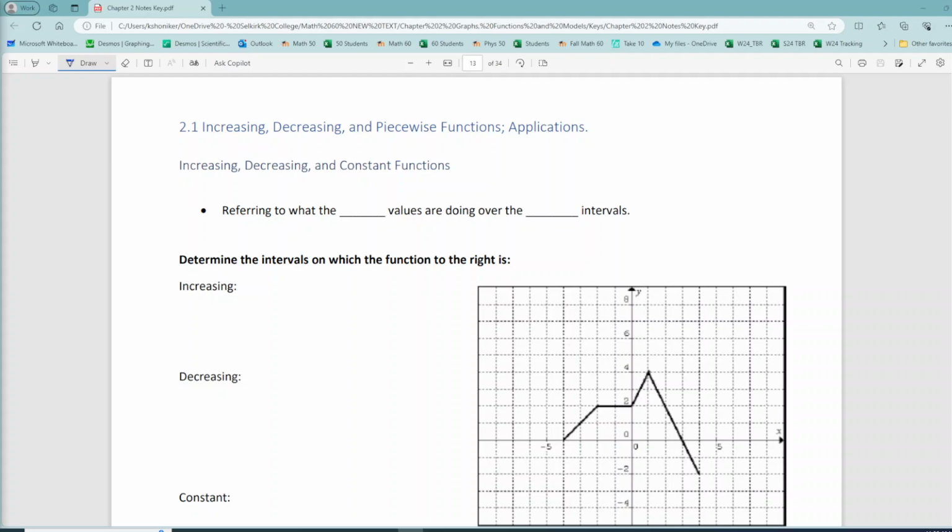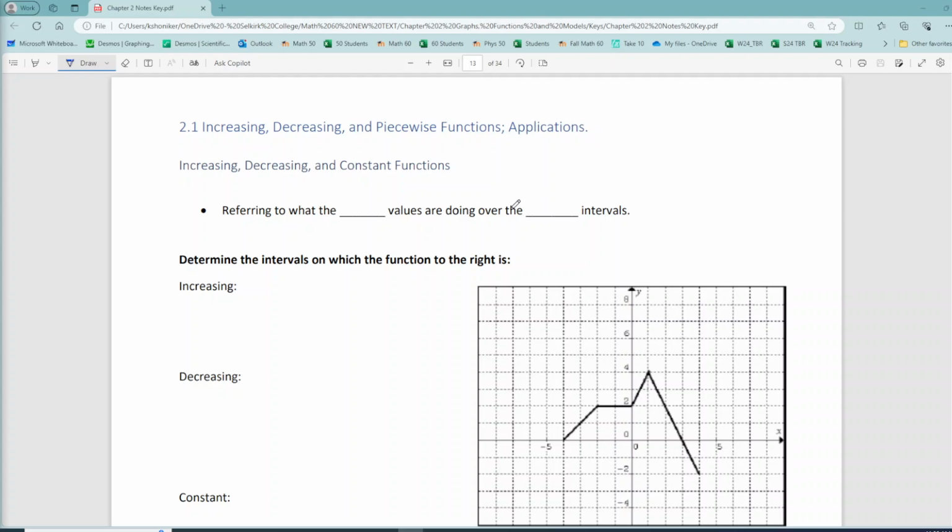So now we get to officially start chapter 2. We've already done some little parts of chapter 2, but we're just going to now go through 2.1, 2.2, 2.3, 2.4, and 2.5. In 2.1, we are going to talk about increasing, decreasing, and piecewise functions, and we've already done the applications part, thank goodness.